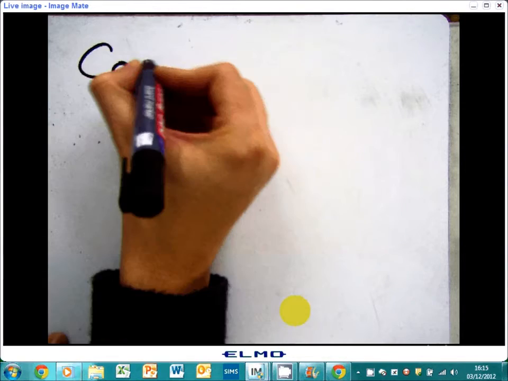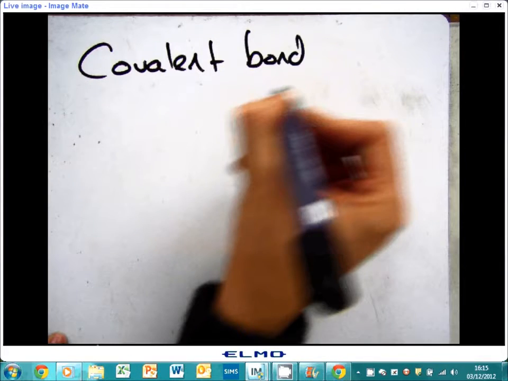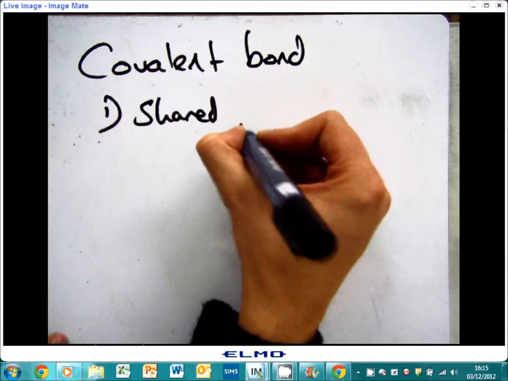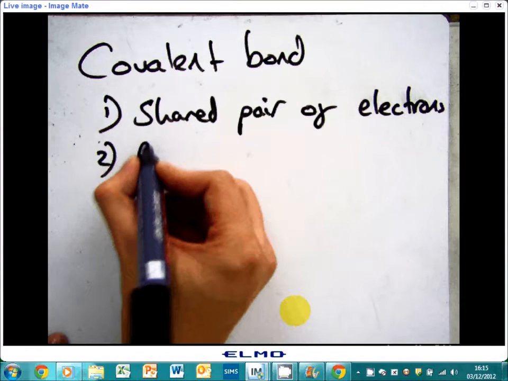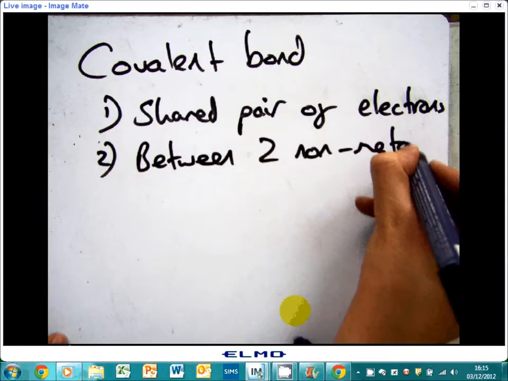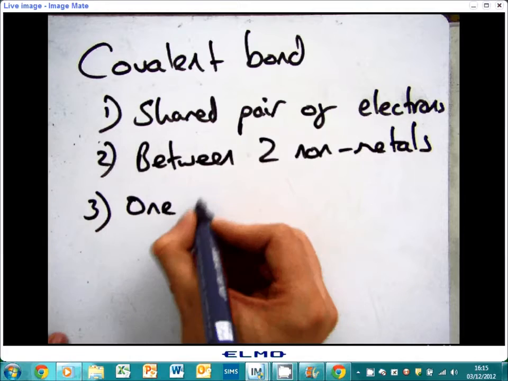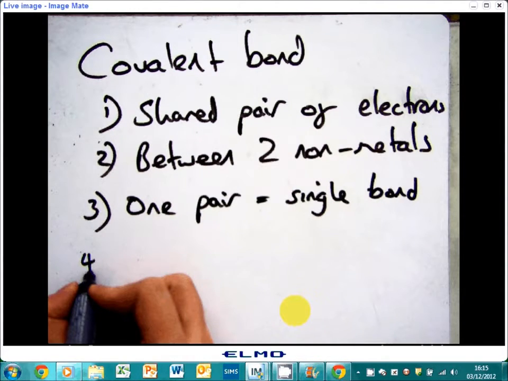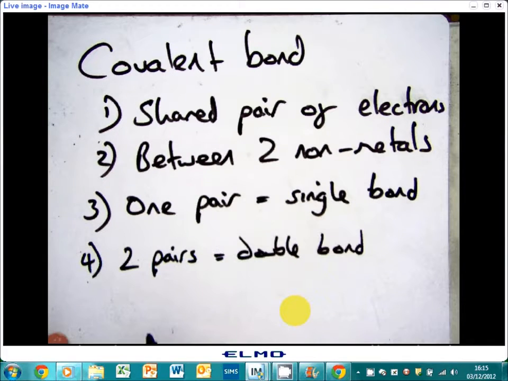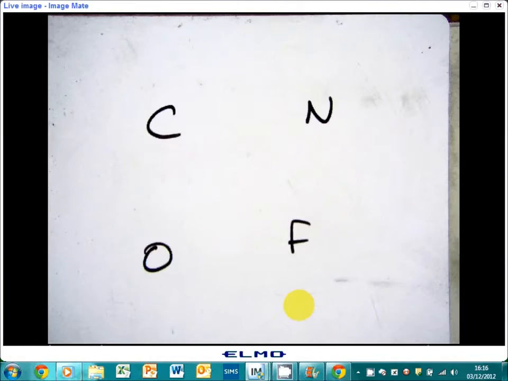Quick recap then. A covalent bond is a shared pair of electrons between 2 or more non-metals. One pair is a single bond, 2 pairs is a double bond, and 3 pairs is a triple bond.